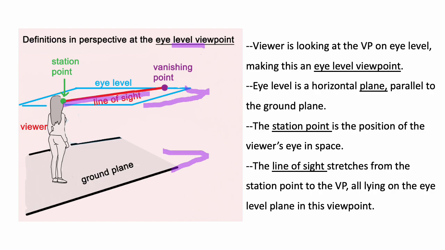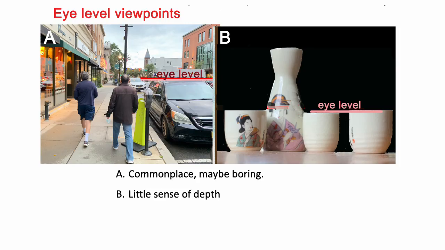The station point marks the position of the viewer's eye in space. The line of sight stretches from the station point to the vanishing point, all lying on the eye level plane in this viewpoint. Here are two eye level viewpoints, a landscape and a still life.